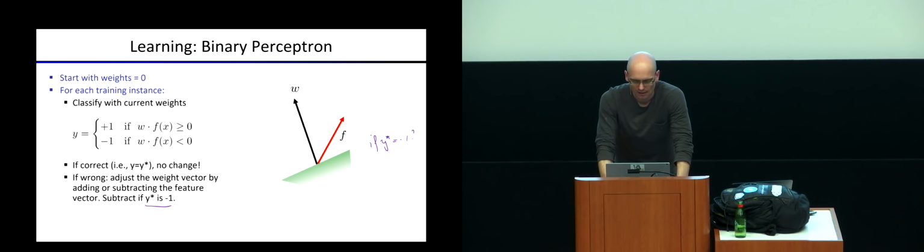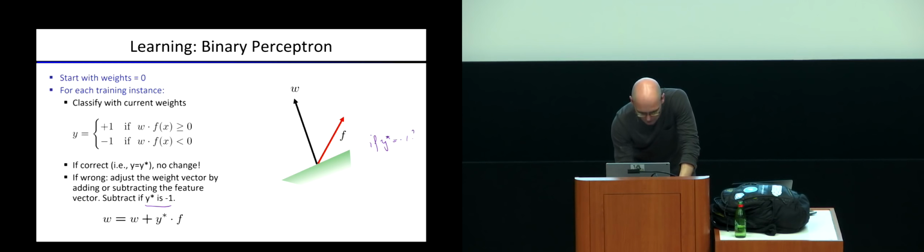So what does that mean, not as aligned with F? Well, in some sense, that means more aligned with the negative of F. So we can make W more aligned with the negative of F. That would make it less aligned with F. So how do we do that? We can just essentially add y star times F.